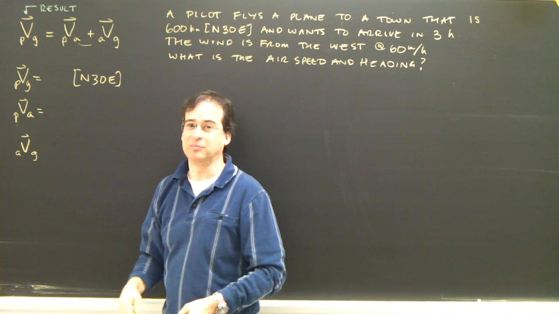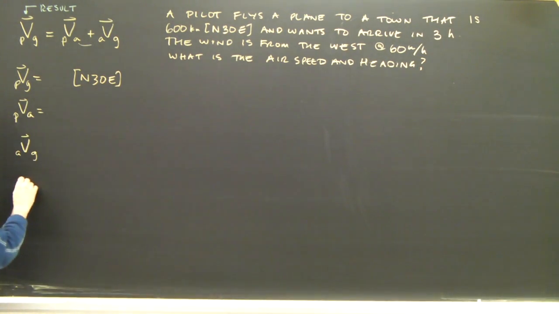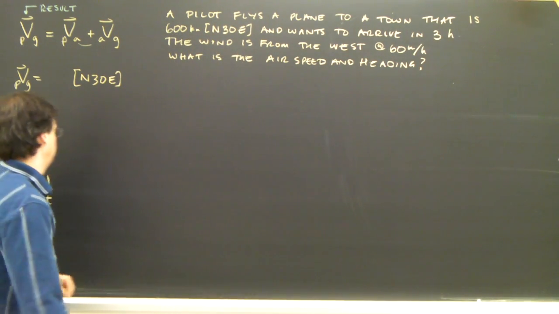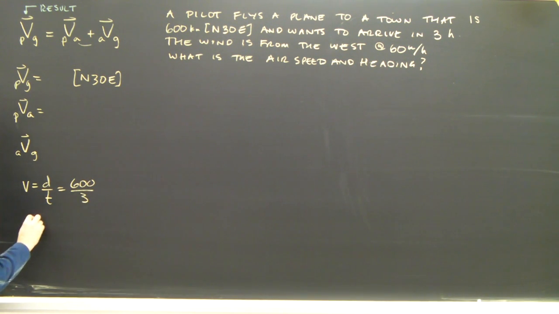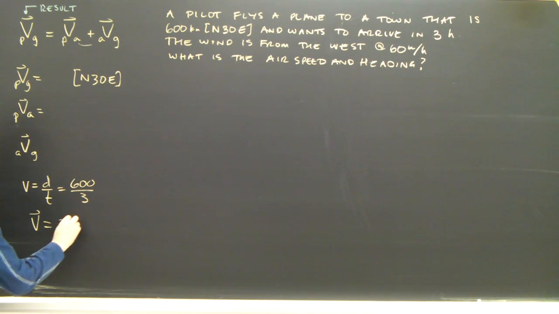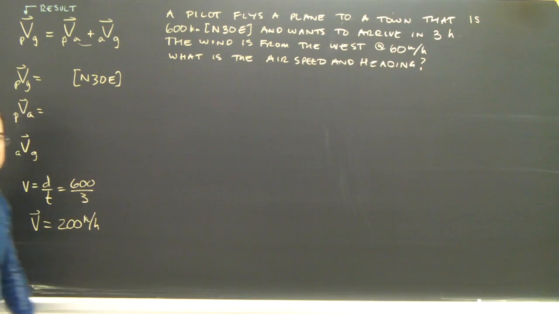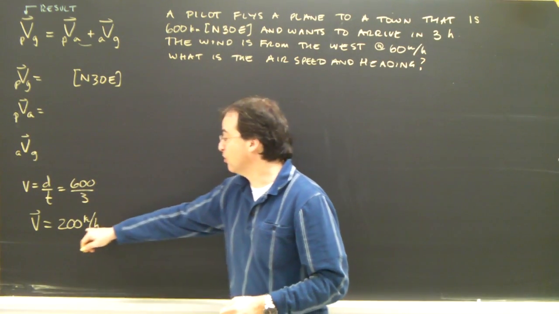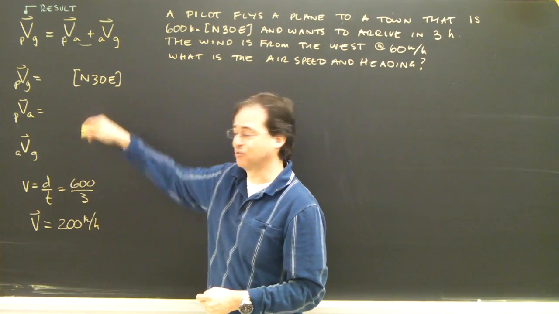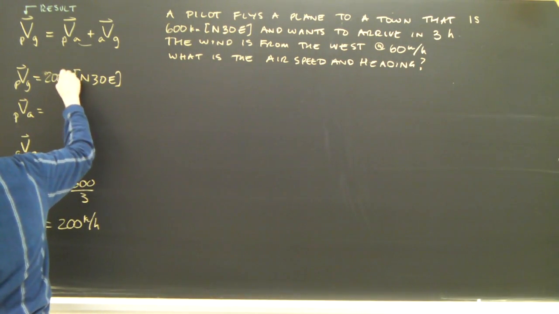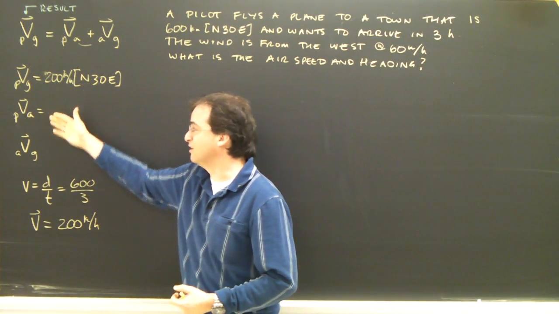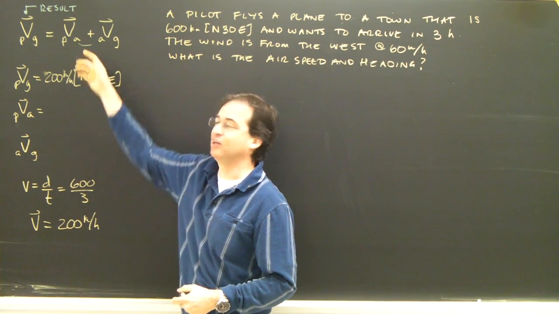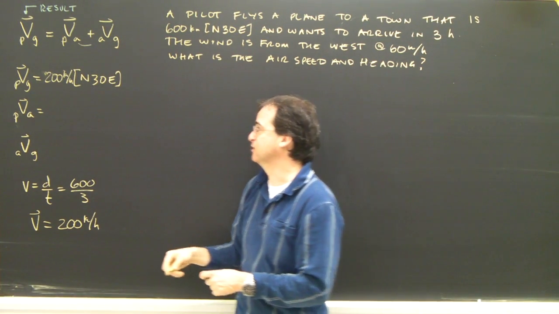As for the actual velocity of the plane relative to the ground, we use v equals d over t. I know how far the town is, and I know I've got to be there in 3 hours. So the town is 600 kilometers. To be there in 3 hours, the velocity required is 200 kilometers per hour. So whatever happens with this airplane, the result must be 200 kilometers per hour, and it must be in this direction. Many times with relative velocity problems, the big trick is filling these in. Once you've got those, you simply plug it into your formula, you rearrange, and you solve like any vector equation.